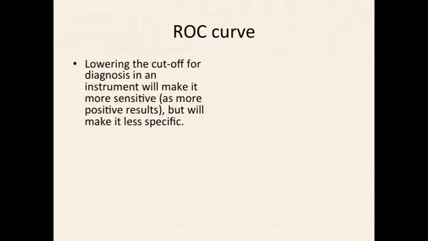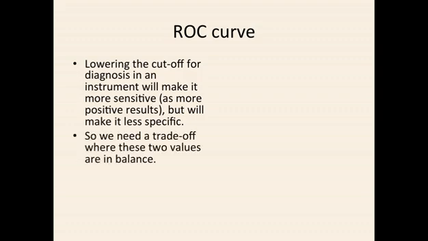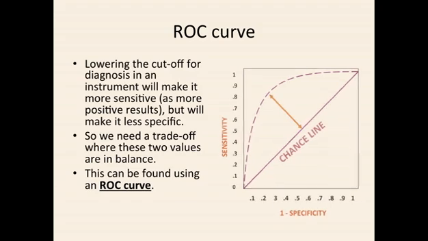Lowering the cutoff for diagnosis in an instrument will make it more sensitive, as more positive results are now present, but this will make it less specific. So we need a trade-off where these two values are in balance. This can be found using an ROC curve. ROC curve is discussed in detail in a separate vodcast.